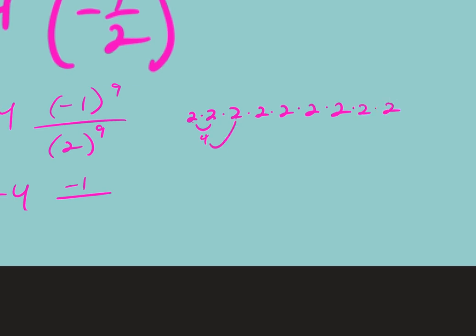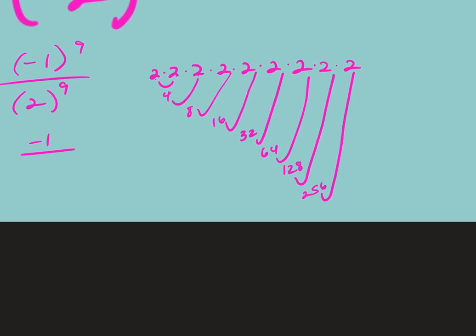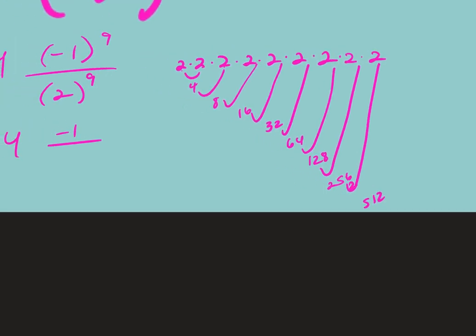4 times 2 is 8. 8 times 2 is 16. 16 times 2 is 32. 32 times 2 is 64. 64 times 2, 128. 128 times 2, 256. 256 times 2, 512.